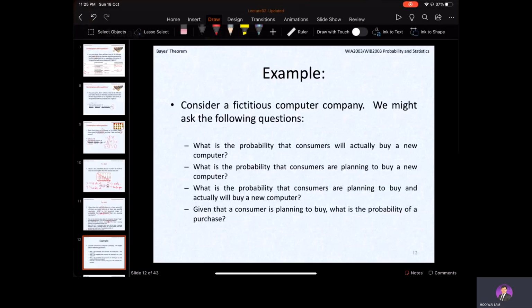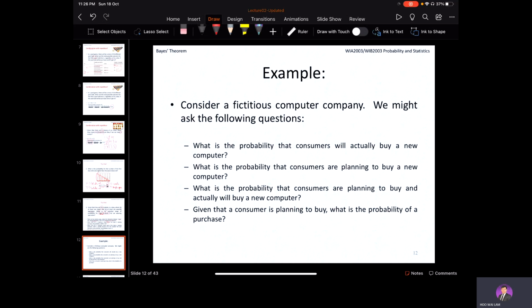So consider a fictitious computer company. We might ask the following questions. We want to know the behavior of the customers of the computer company. In that case, there are 4 questions you can ask. What is the probability that the consumer will actually buy a new computer? So you basically have the action to buy. And what's the probability that the consumer is planning to buy a new computer? This one is just plan.